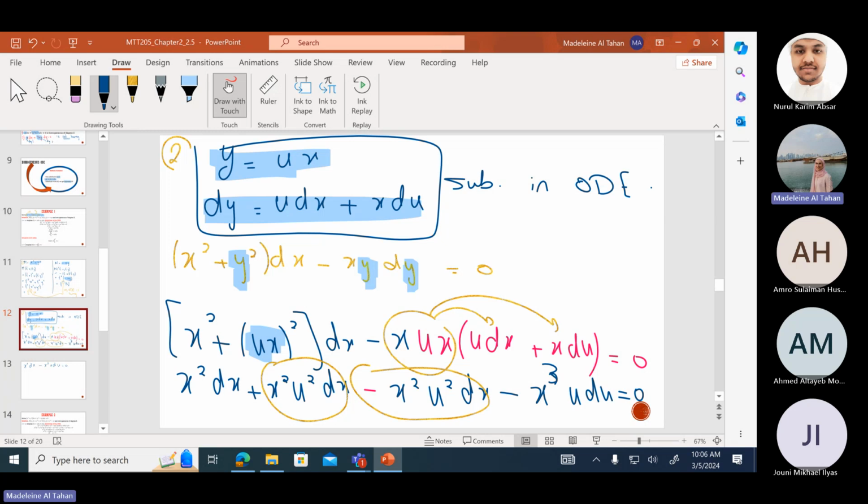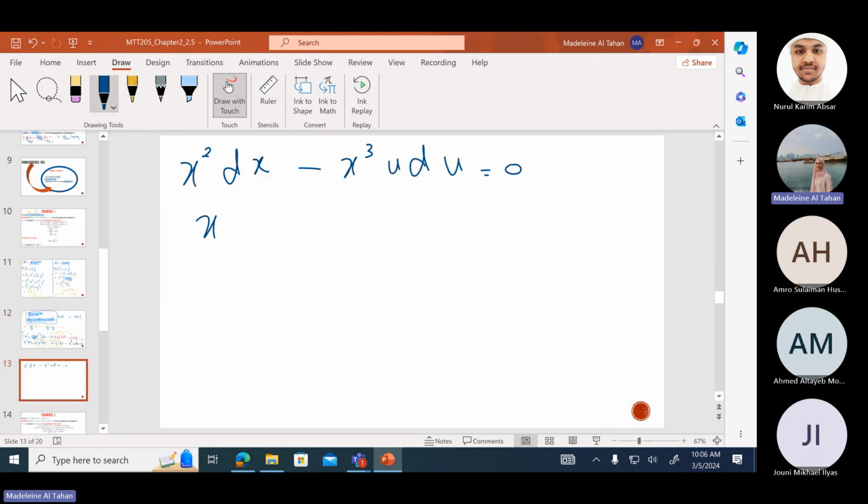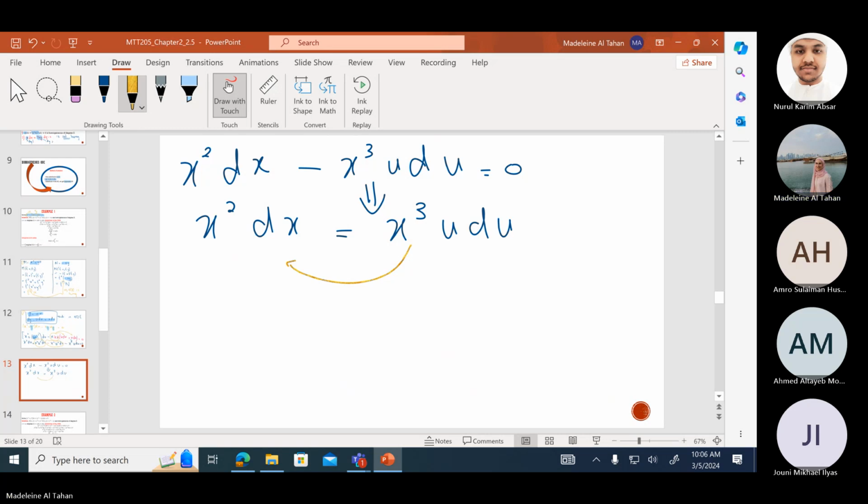We know that the new differential equation should be what? Separable. Let's check. Is it separable? So, x squared dx equals x cubed u du. Right? Everything in x to one side, everything in u to one side. Can we do it? Yes. So bring this x cubed to this side. What will we get? X squared over x cubed dx equals u du.